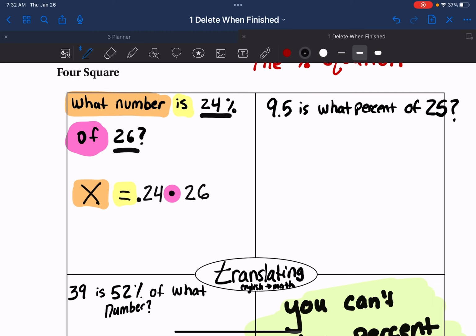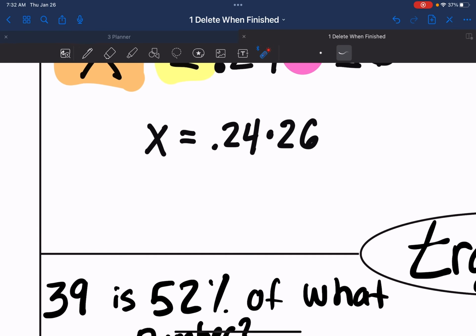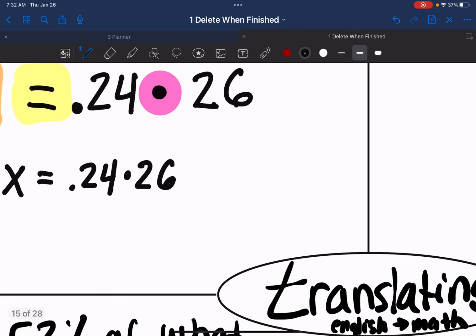Okay, so I know this looks a little crazy with all the highlighting, but essentially here's what we got. We have x equals 0.24 times 26. And now this is actually a very easy equation to solve. All you have to do is take 0.24 times 26 and you will have x. Let's go ahead and do that off to the side. Remember, in multiplication, you do not need to line up decimals. You just have to line up the last numbers.